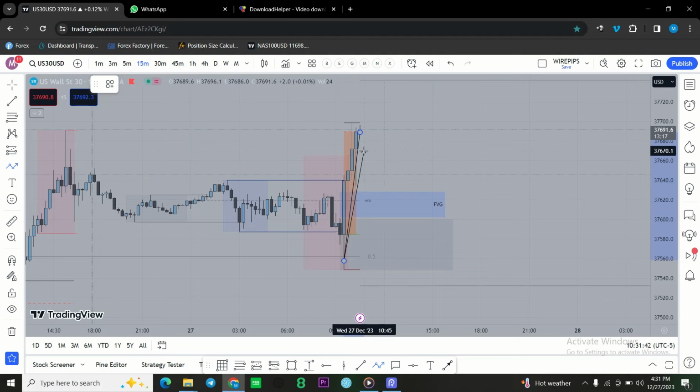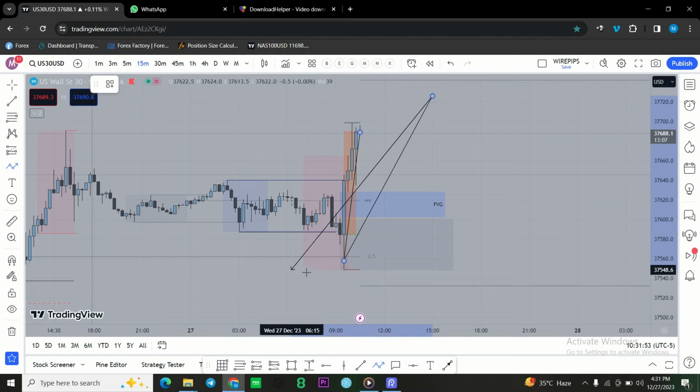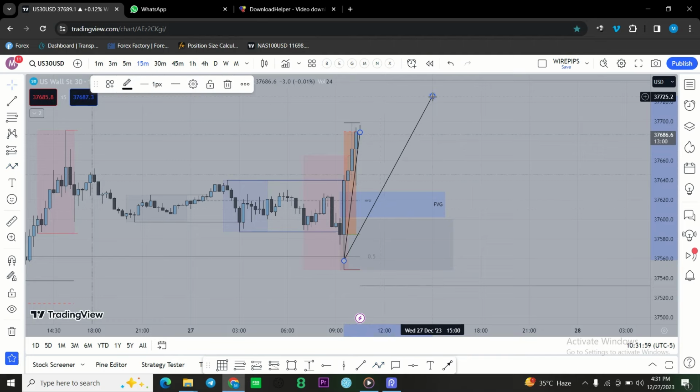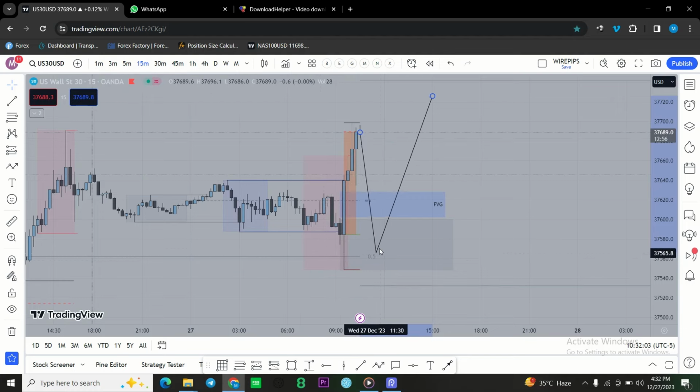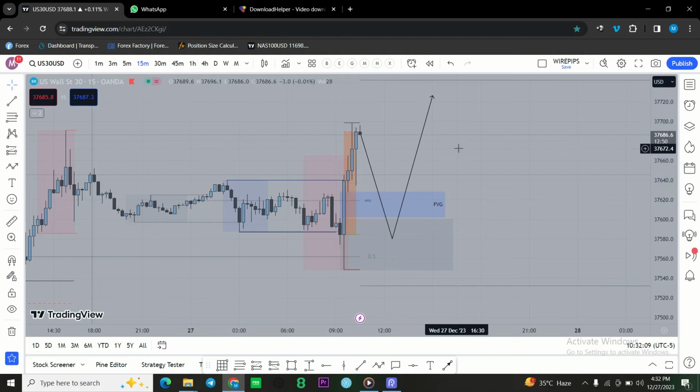So I will expect them to come to reprice, to come and mitigate this other block or rebalance this zone, then keep pushing up. For that reason, I will wait for the market to reprice to either this zone or this zone. Then I will enter with a confirmation entry on the lower time frame.